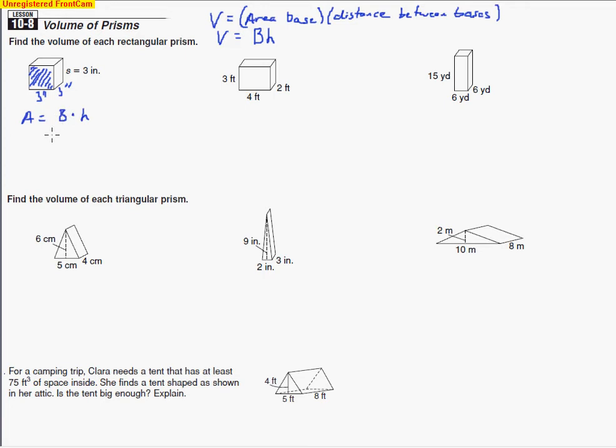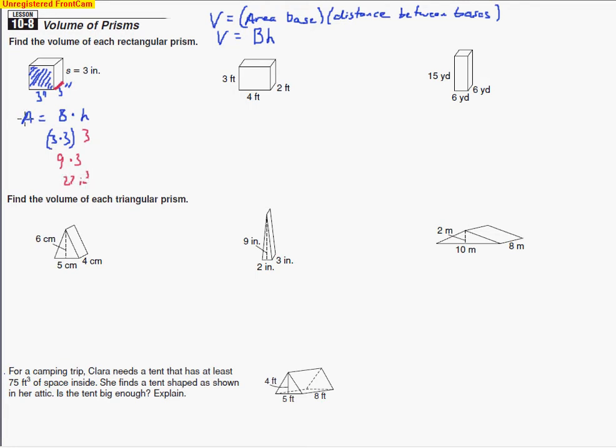This is just going to be 3 times 3, and that gives me the area of the base. Now I multiply by the distance between the two bases, this distance right here. This happens to be the same number, 3. So the area of the base is 9, times 3 gives me 27 inches to the third power.